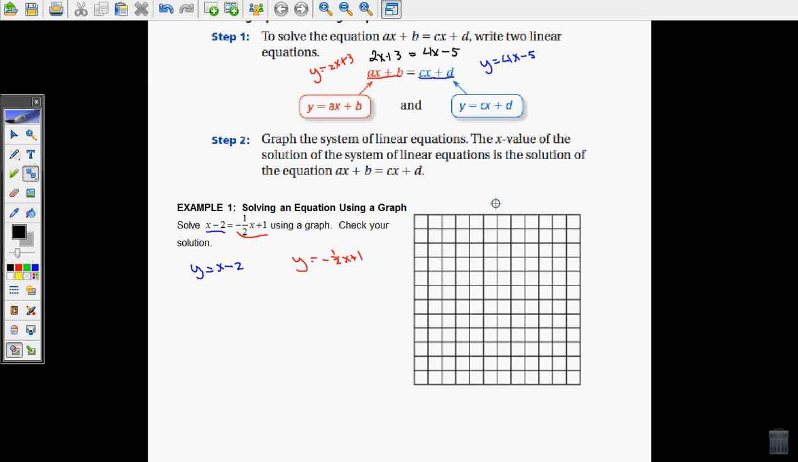Get my coordinate plane set up here. Get my x and my y axis. And now I can worry about plotting my points. I'm going to do the red one first. My y-intercept is 1. And then I have a slope of negative 1 over 2. And that means up 1 over 2, but in the negative fashion. So down 1 and over 2. And down 1 and over 2. And I can do the same thing in the other direction.